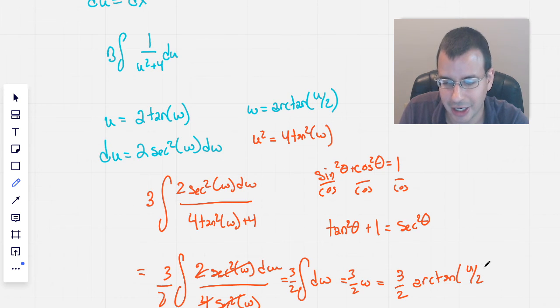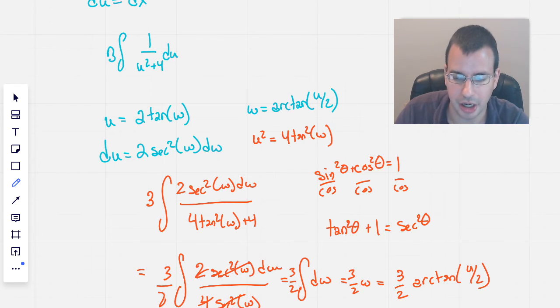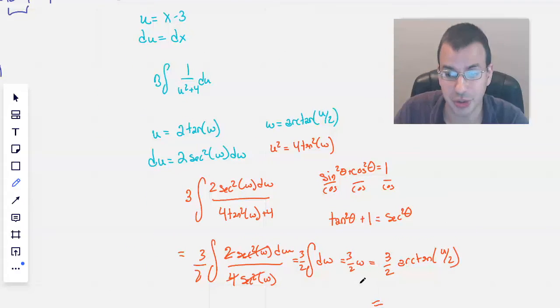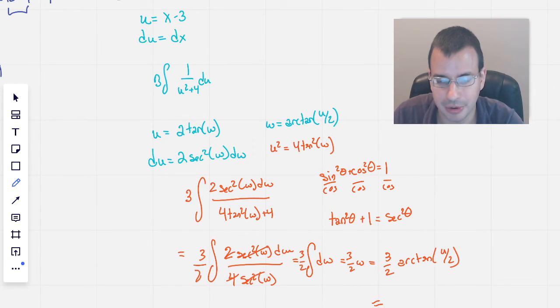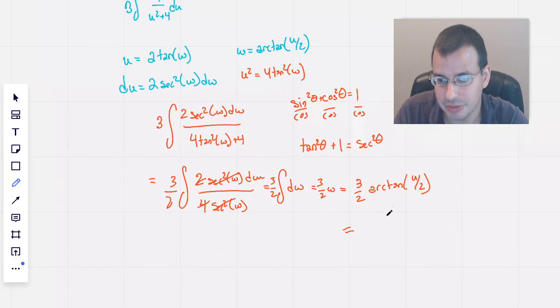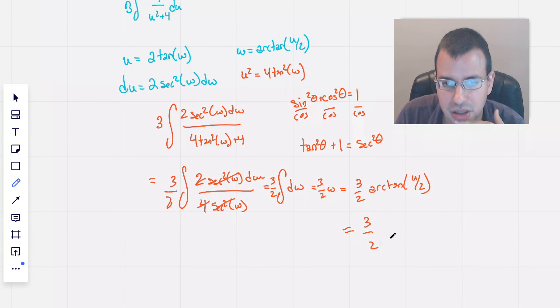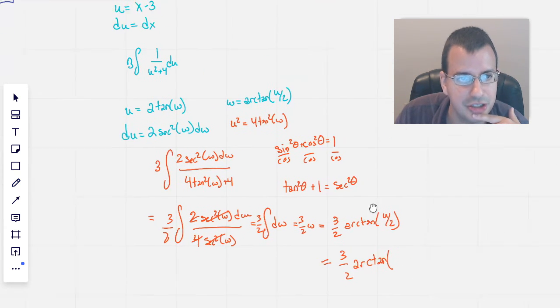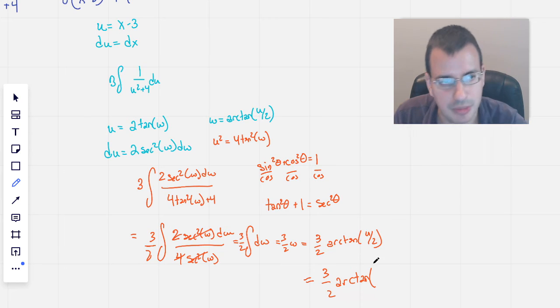Now you can see why I like to avoid trig substitutions when I can. Sometimes it's unavoidable, and sometimes you just have to be comfortable with discomfort. Sometimes things in life are unpleasant, such as trigonometric substitutions.